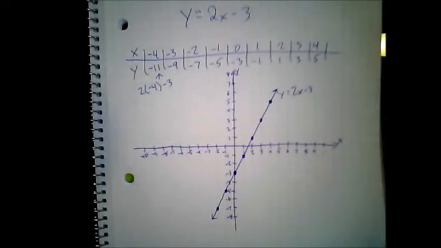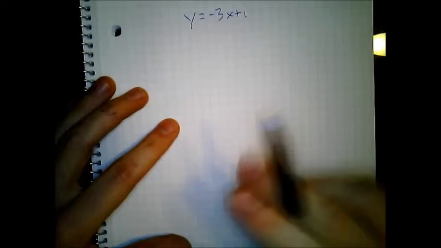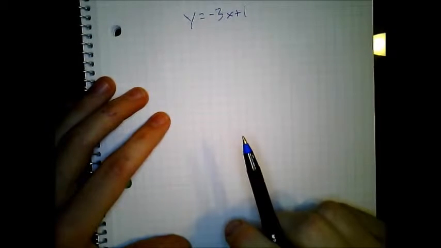Great. So we're going to try one more, and what I'd like you to do is try it on your own. So we have y equals -3x plus 1. So why don't you press pause, try and do this one on your own, then press play when you're ready to check your work.